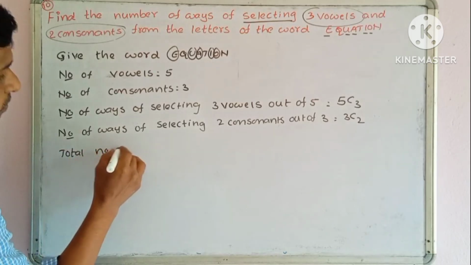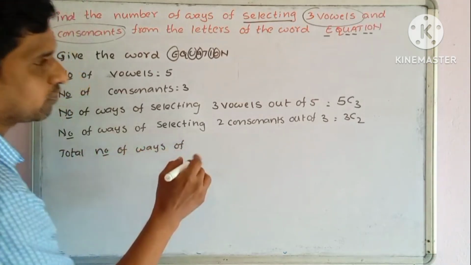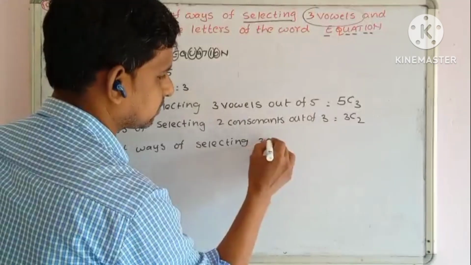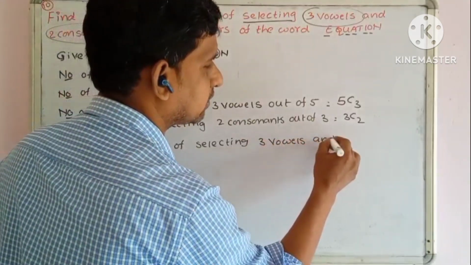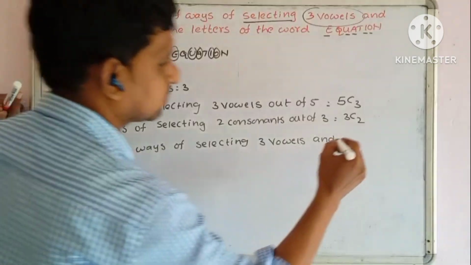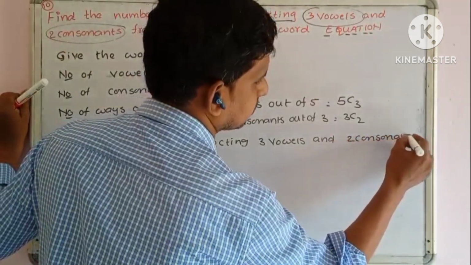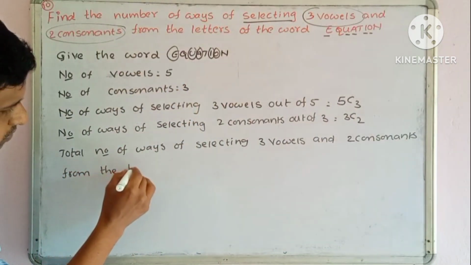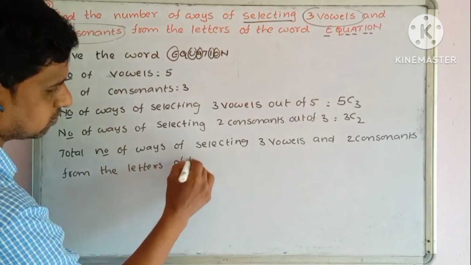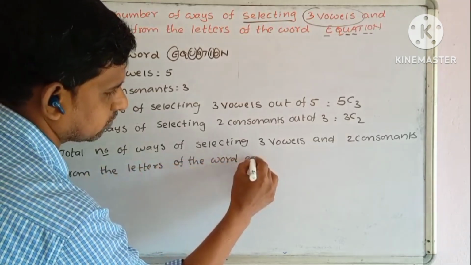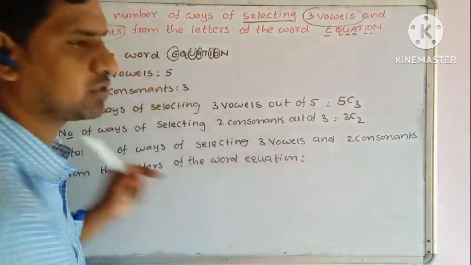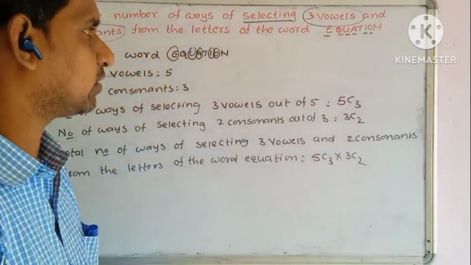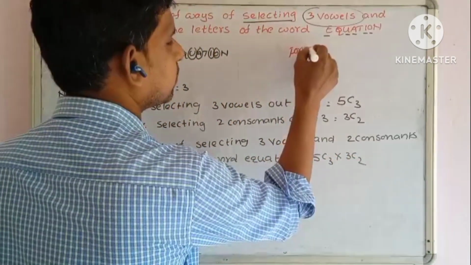Total number of ways of selecting 3 vowels and 2 consonants from the letters of the word equation is equal to, simply do the multiplication, 5C3 into 3C2. We know the formula. What is the formula?